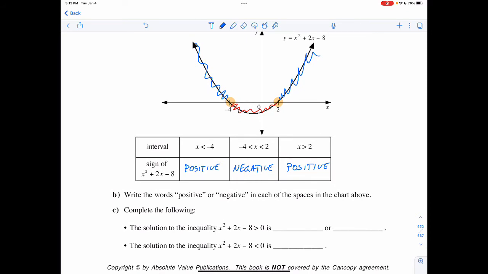This means when the function is greater than 0, that's going to be when it's positive, and that occurs when x is either less than negative 4 or greater than 2. When the function is less than 0 or negative, that occurs when x is between negative 4 and 2. So these would be the two possible solution ranges.